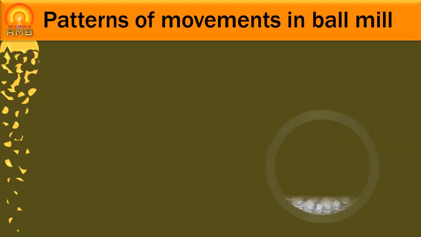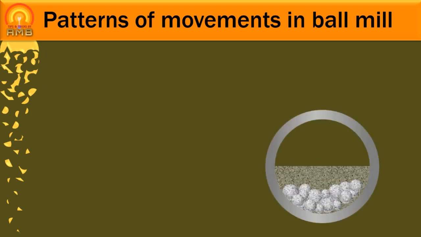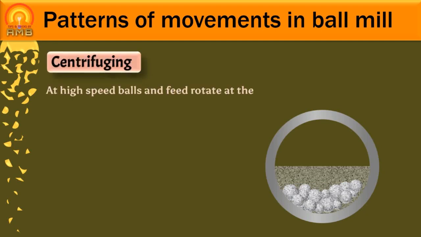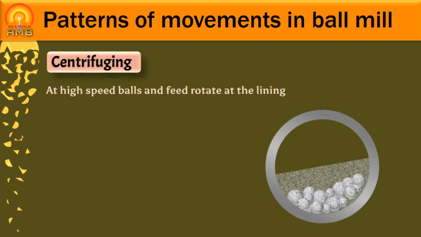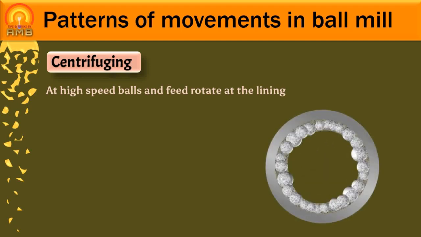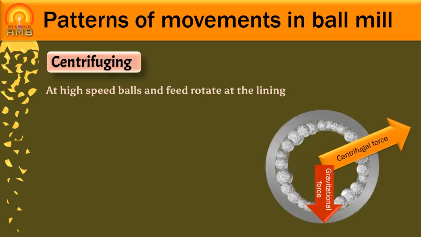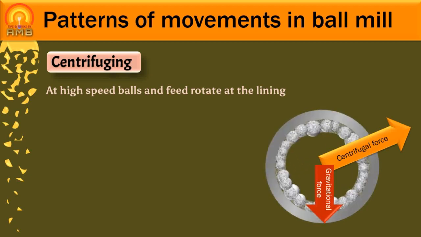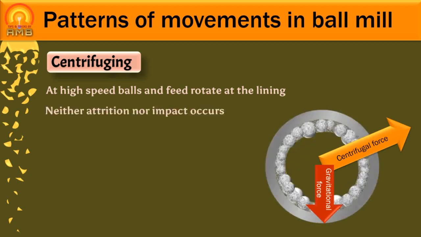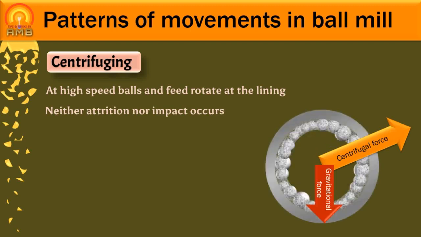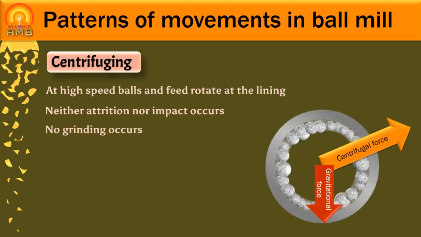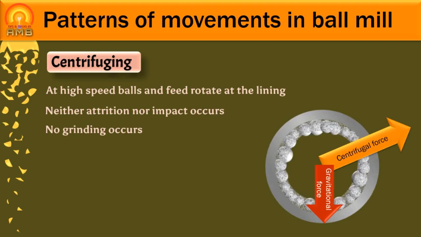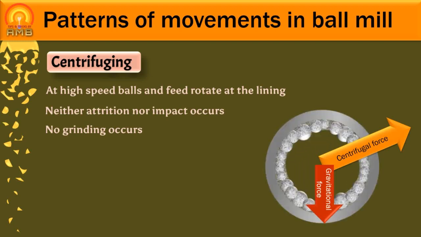Now let's see the pattern if speed of rotation is high. At high speed, the balls and feed rotate at the lining. Here centrifugal force is higher than the gravitational force and balls move along with lining of the cylinder. This is called centrifuging. Here neither attrition nor impact occurs in the mill and no grinding occurs. Hence, speed of rotation of the cylinder should not be too slow or too high.